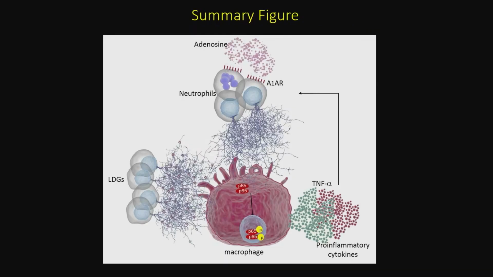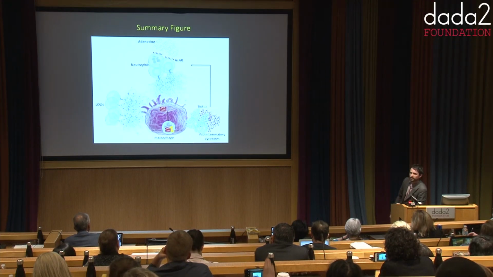So this is the summary figure. Stimulation of neutrophils' A1 and A3 receptors by adenosine produces NETs. LDGs in this disease spontaneously produce NETs. These are ingested by macrophages, activate NF-kappa B with resultant production of TNF, and it feedback loops because TNF is a known stimulator of NETosis in and of itself. And so that's how we've been putting things together.